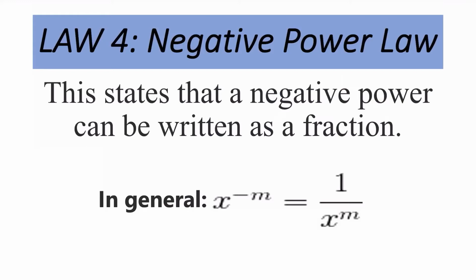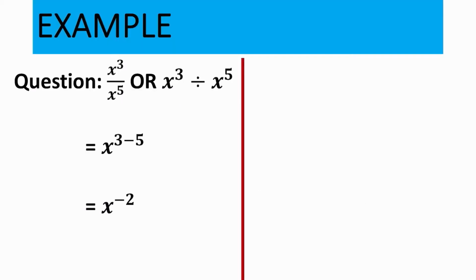In the general example that we have here, we have negative m being the power, and on the right hand side of the equation, we can see that it is rewritten as a fraction of 1 divided by x to the positive m power. Now we realize that in this example, the negative m over here was changed to a positive m over here when it is written in the fractional form. Let us look at a more detailed example of the negative power law.